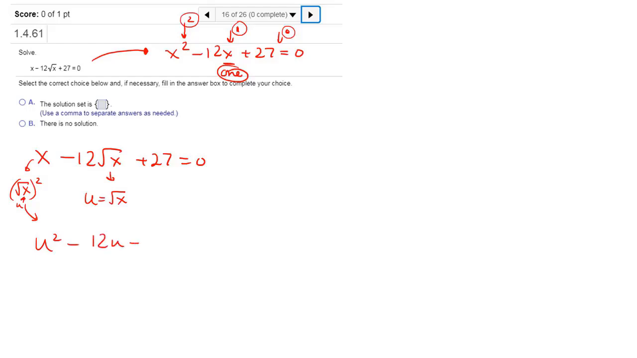Minus 12u plus 27. Okay, so what we do is we factor. Let's see, I need 2 numbers that multiply to 27 and add to 12. Oh, 9 and 3, that would work. 9 and 3, both negative. Okay, that's good. So then when we solve this, notice that we're not solving for x, we're solving for u this time. So add 9 to both sides gets you that. Add 3 gets you this.